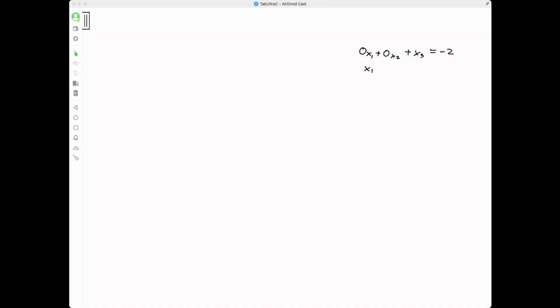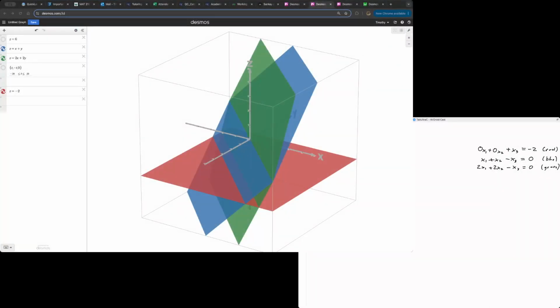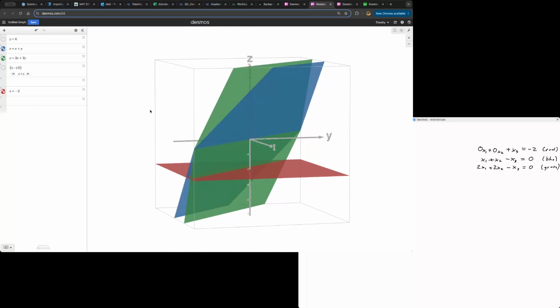x1 plus x2 minus x3 is equal to 0. And 2x1 plus 2x2 minus x3 is equal to 0. And I'm going to show you these graphed in red, blue, and green. And so when I show you this graph, it looks like this. This is the graph. I can turn it and we can see what it looks like from different angles.